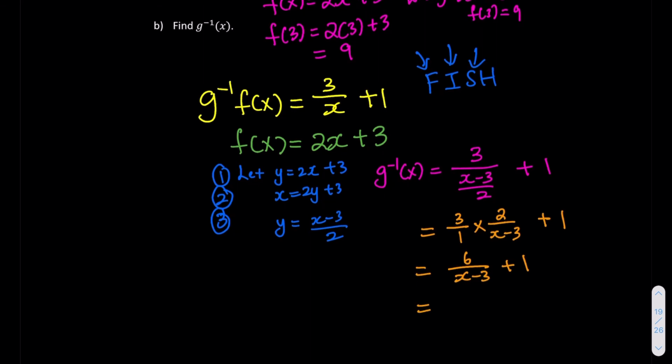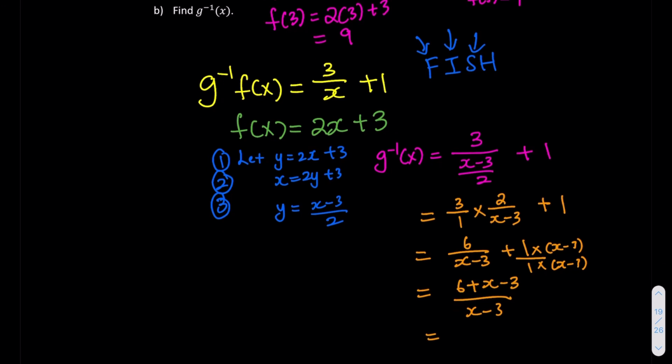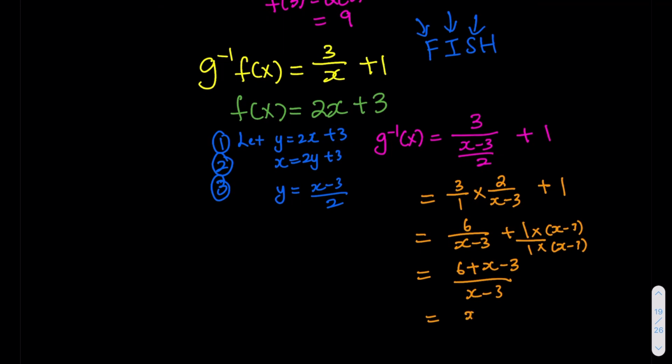Again, if we have a whole number, the bottom is just 1. In order to make them the same denominator, we times x minus 3. So x minus 3, 6 plus x minus 3. Now we will have x plus 3 over x minus 3 as our final answer.